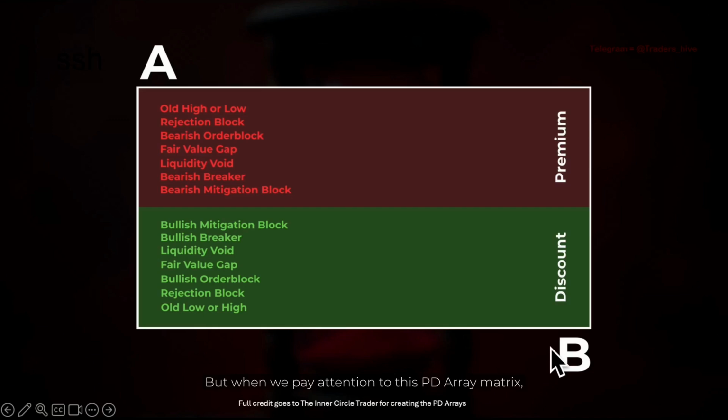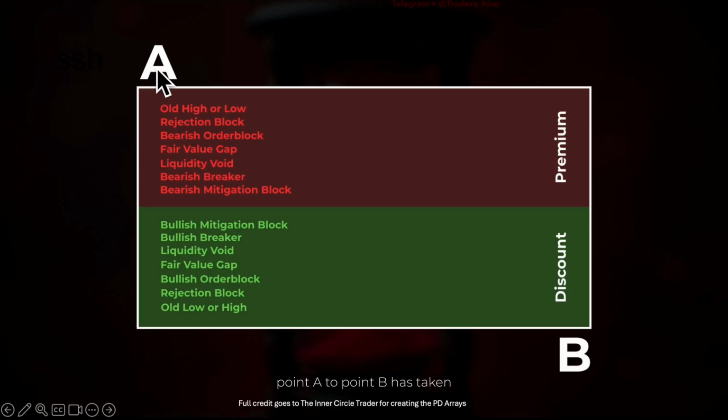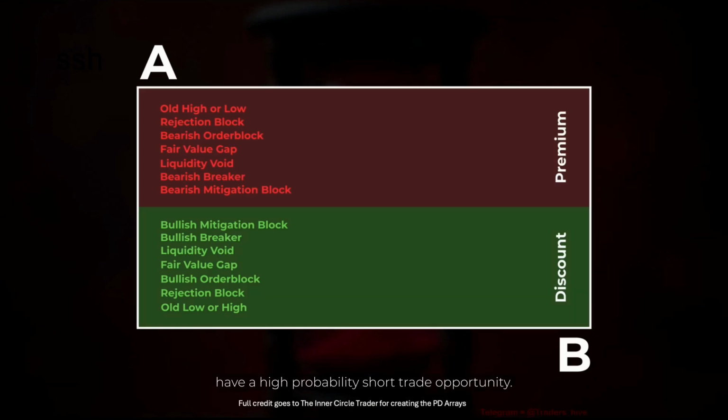But when we pay attention to this PD array matrix, what you can see is that we can recognize when that move from point A to point B is taking place when we recognize the sequence in which these arrays are forming, because each array is forming after each other. And that right there should be a major light bulb for the majority of you. Instead of chasing patterns for the sake of chasing patterns, you're now beginning to understand that there's a certain order in which you can look for these patterns. And when all these patterns are forming in the right order, and you're trading within a bigger framework, for example a market maker sell model, then you know that you have a high probability short trade opportunity.